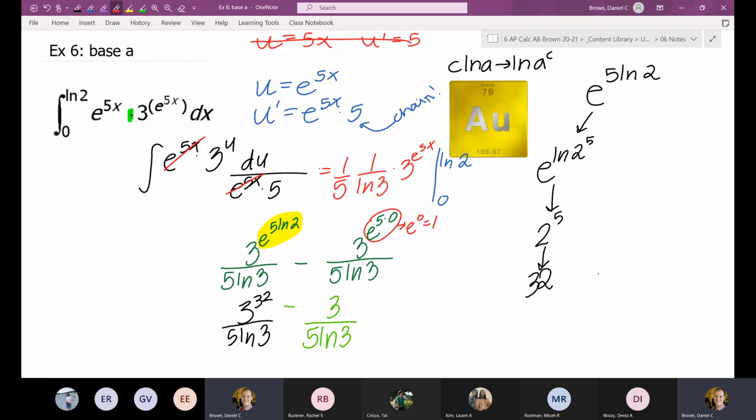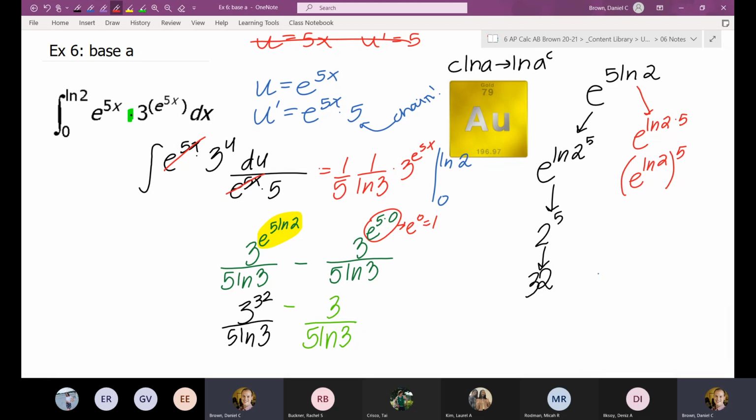The other way to do it is this exponent 5 times the natural log of 2. Order doesn't matter when you multiply, right? 2 times 3 is 6, 3 times 2 is also 6. So you can think of this as just e to the natural log of 2 times 5. And we have a property with exponents where when we raise a power to a power, we multiply those exponents together. So I can think of this as simply e to the natural log of 2 raised to the 5th.